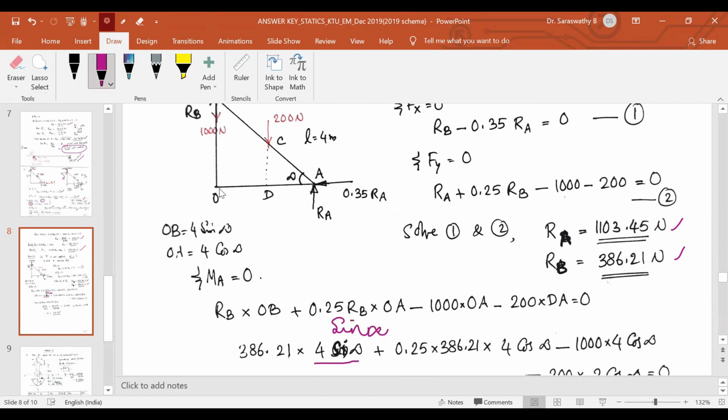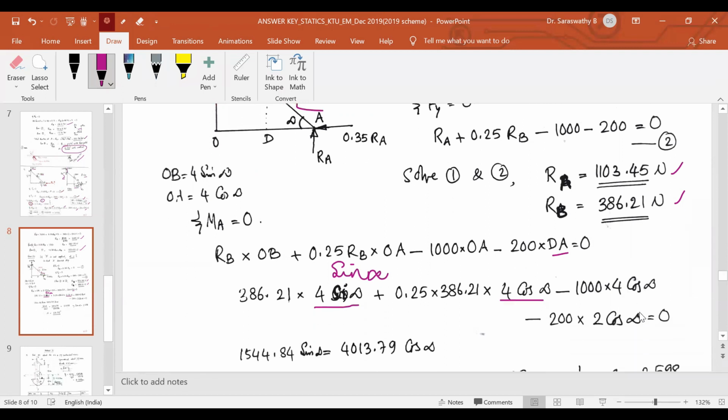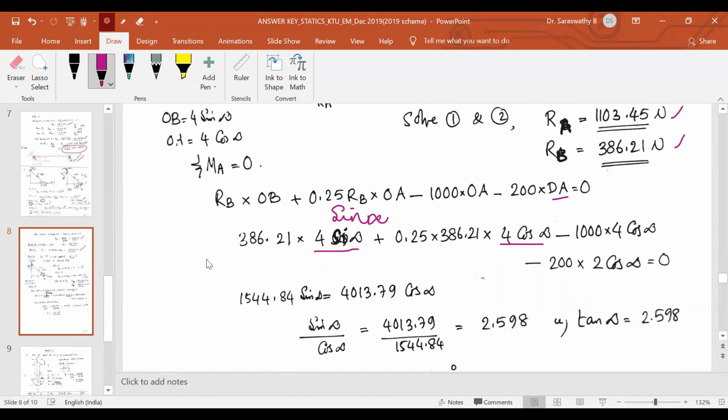And OA is 4 cos alpha. And DA is 2, so it is 2 cos alpha. So substituting all this, we'll get an equation. Sine alpha on this side, similar terms with cos alpha, club it together or add it together, we'll get 1544 sine alpha equal to this much cos alpha. Dividing throughout by cos alpha, sine alpha by cos alpha will be 4013 by 1544.